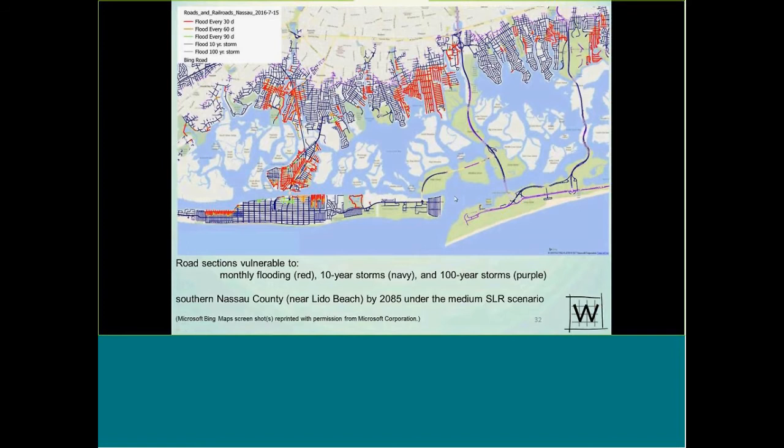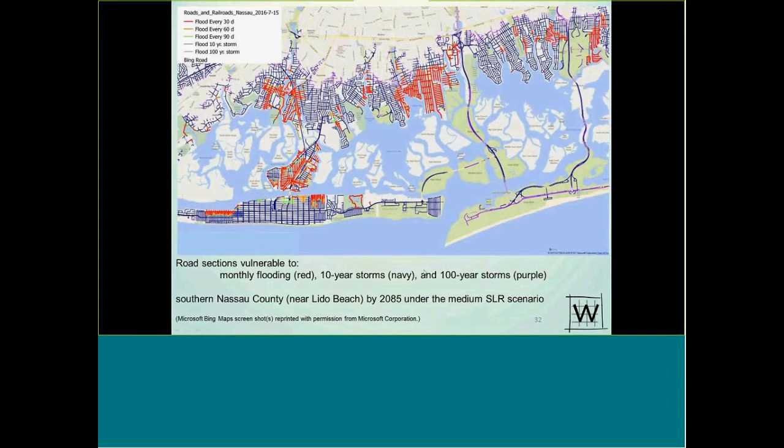And here is a model prediction for Nassau County near Lido Beach. I don't know if it's Lido or Lido. Apologize. Anyway, this is a prediction under a moderate sea level rise in 2085, under a medium sea level rise scenario, which would be about 1 meter by 2100. So this is under 1 meter of sea level rise, and you can see there are extensive areas here in red that are already predicted to be flooded once per month, and then the storm surge affects very large areas as well.